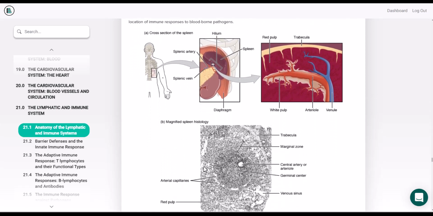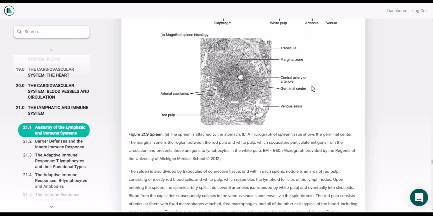Don't worry about the histology, but just know that there are lots and lots of immune cells sitting in the spleen waiting for the opportunity to trounce on an infection, some sort of bacterial or viral infection.